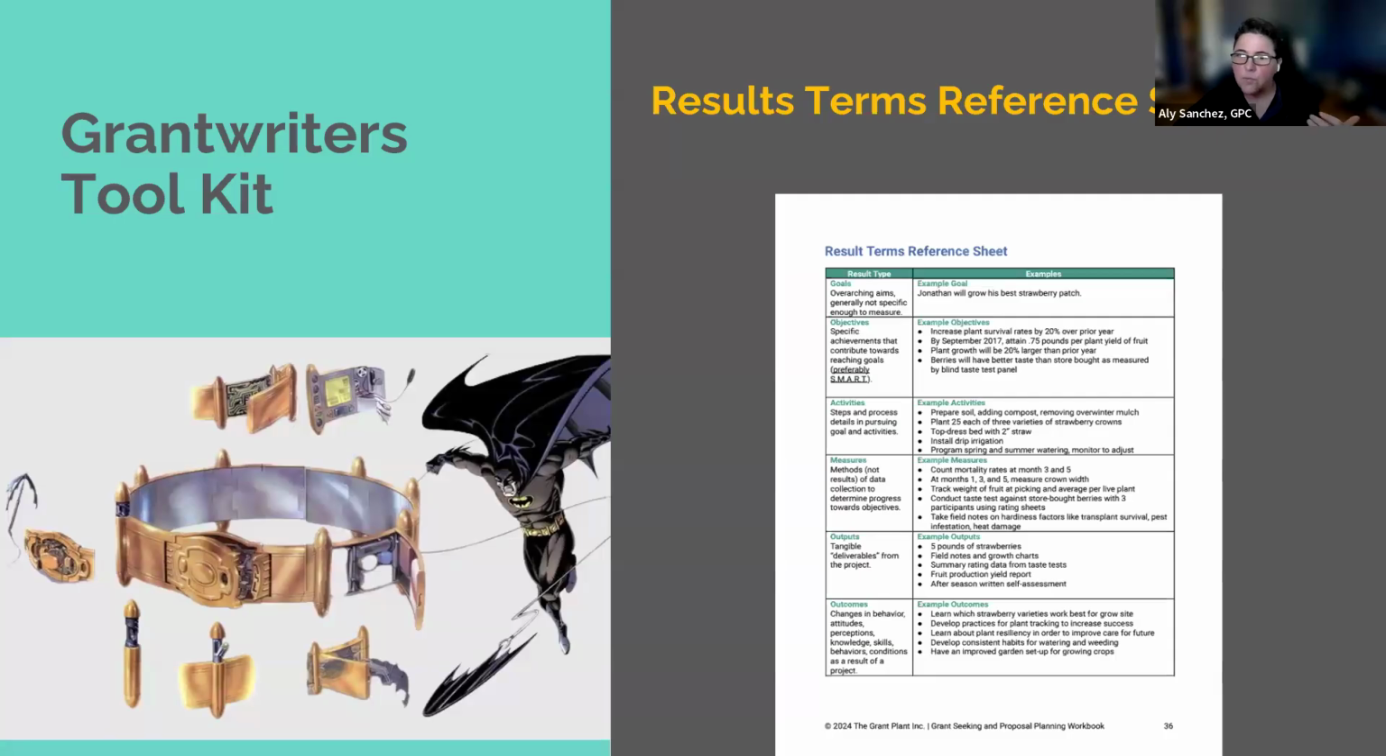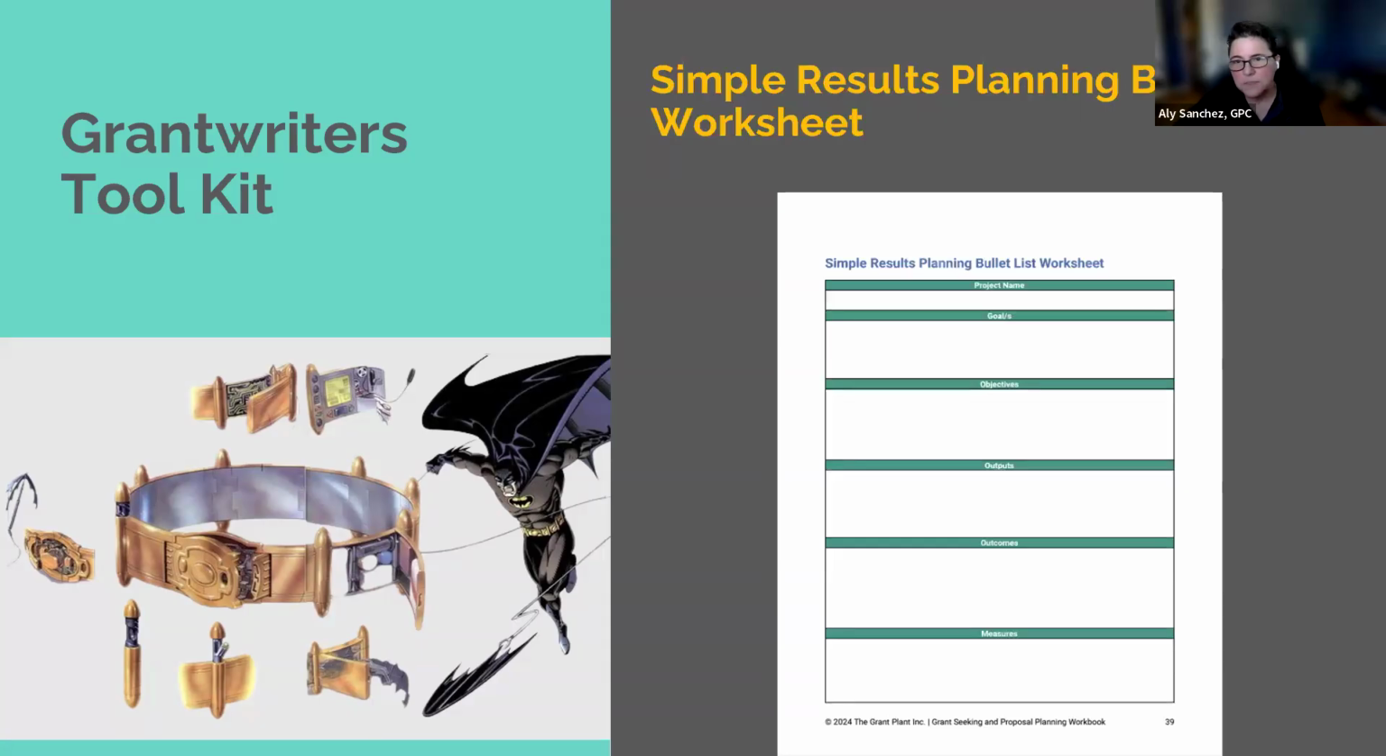Just as a refresher, we have included the same two tools from last time, the results term reference sheet shown here, and the simple results planning bullet list worksheet. Now, I want to note that the bullet list worksheet, if you fill it out and turn it sideways, has a lot of resemblance to a logic model itself. So it's a great starting point. And both of these are really salient both to the results discussion we had last time, as well as to kind of what goes into a logic model.